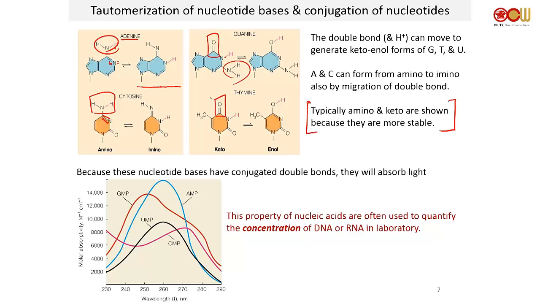These nucleotide bases have conjugated double bonds. Conjugated double bonds means alternating double bonds, like that. And you know that as long as you have conjugation, you will absorb light. So because DNA bases have conjugated double bonds, they can absorb light. This turns out to be a super good thing for us because we can use absorbance of UV light to quantify DNA. This property of nucleic acids is often used to quantify the concentration of DNA or RNA in a laboratory. Because of the conjugation, you can absorb light, and because you can absorb light, you can quantify.